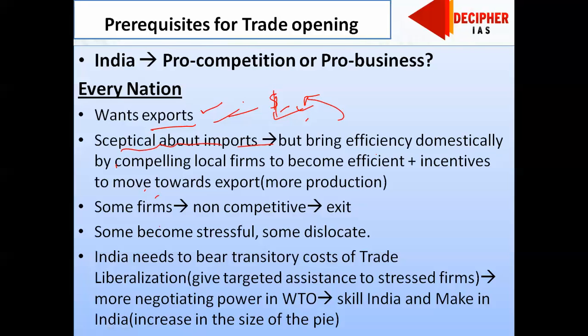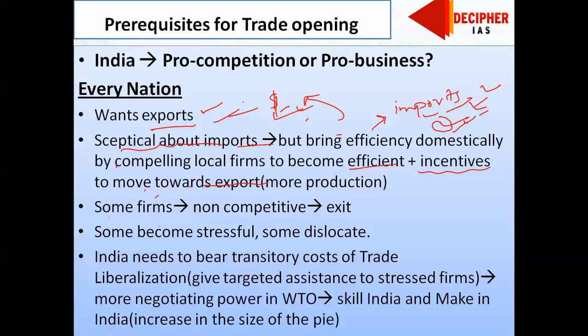But the nations forget that imports bring efficiency, because when better products enter a market, the domestic producers will be forced to improve the quality of their products and also cut the costs. So they will economize, they will become efficient, and when they become efficient, they will produce more, and this more production will go towards export.